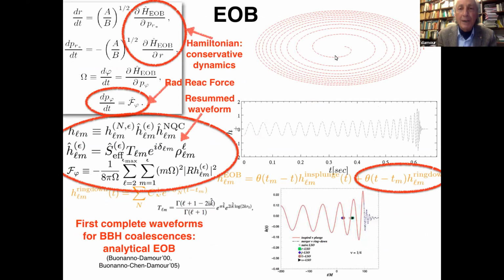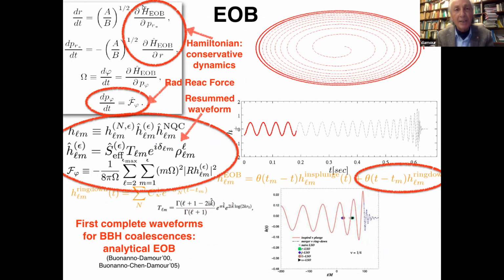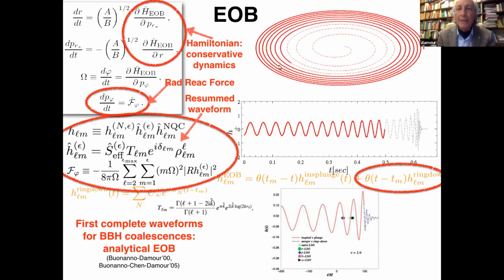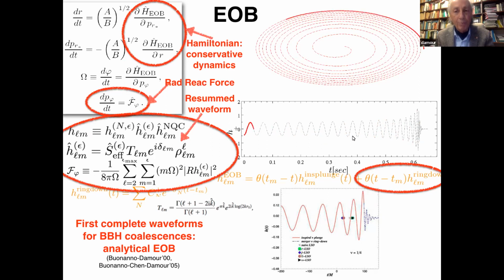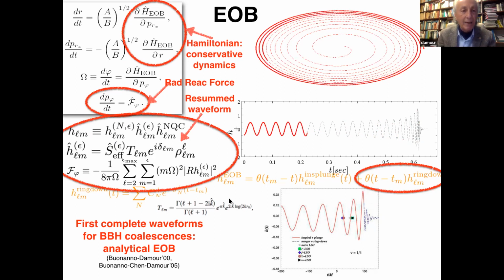Now, from the practical point of view, the effective one-body method combines two things: a knowledge about a conservative dynamics, a Hamiltonian describing conservative dynamics, but you add to it a radiation reaction force. This radiation reaction force is computed in terms of a resummed waveform, actually, and then combining the two gives a radiation reacted dynamics, which is represented here, and at the same time you compute the full waveform not only during the in-spiral, but also the last orbit, the merger, and the ring down after the merger.